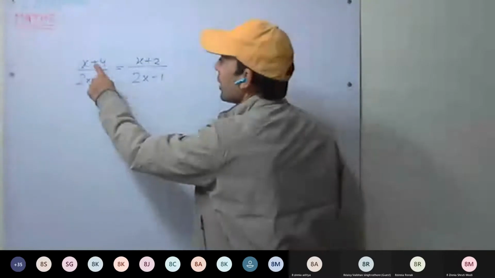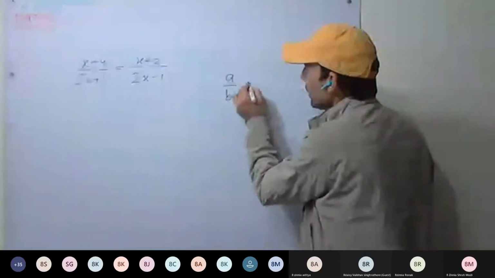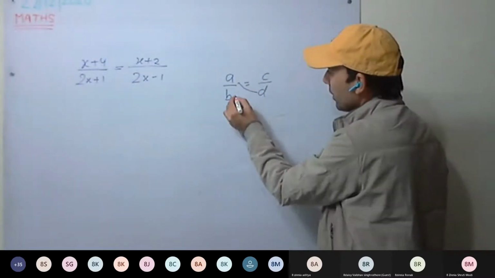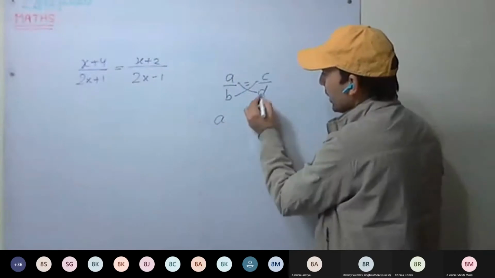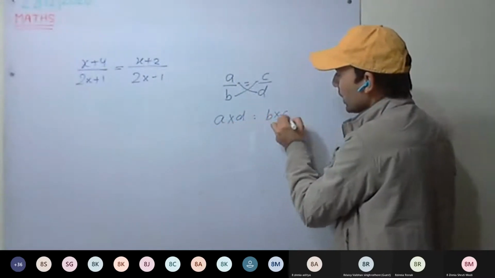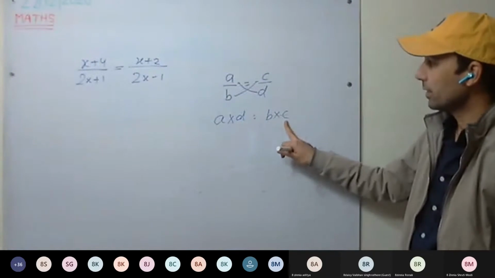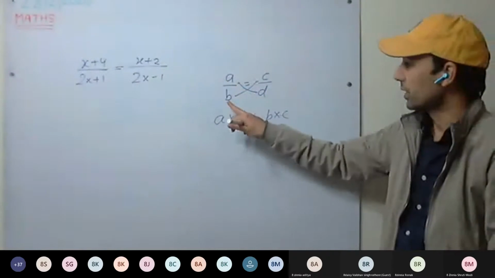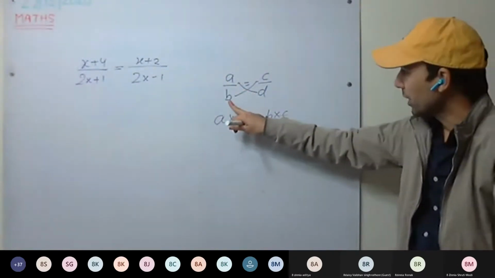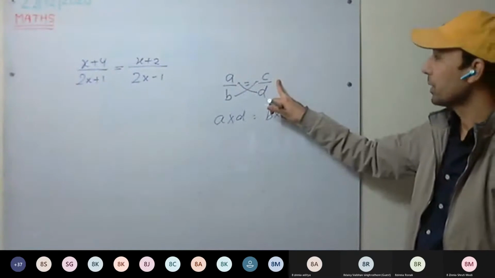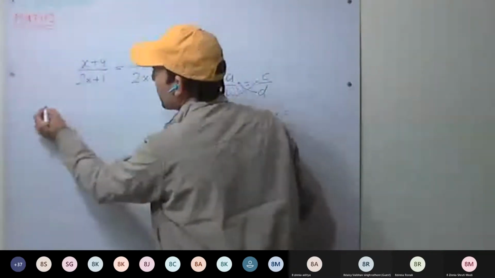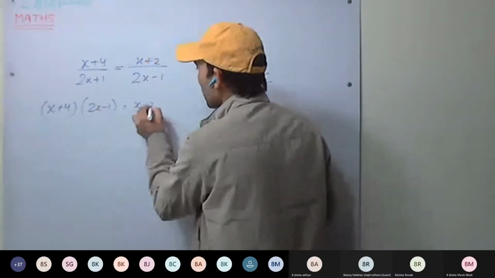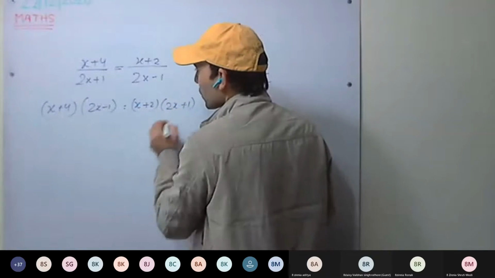So see here, it is in this form: A divided by B equal to C upon D. So we can cross multiply: A into D equal to B into C. D is in the denominator on the right hand side; if we take it to the left hand side, it will come in the numerator. B is in the denominator on the left hand side; if we take it to the right hand side, it will come in the numerator. So just multiply them. It will be like this: x plus 4 into 2x minus 1 equal to x plus 2 into 2x plus 1.